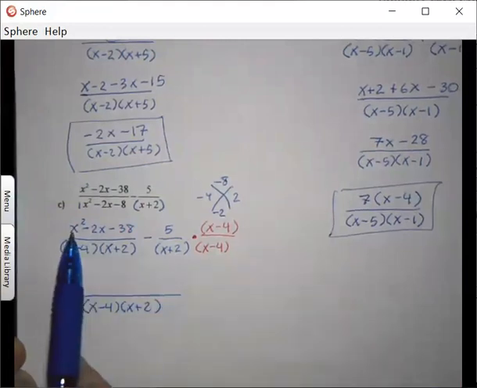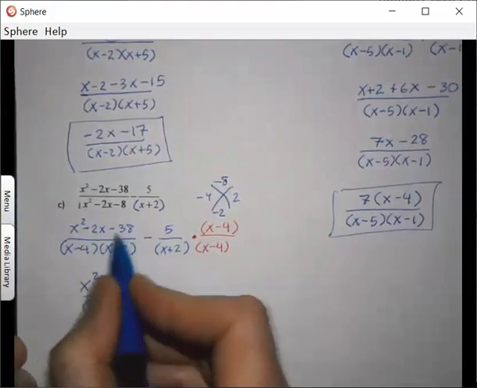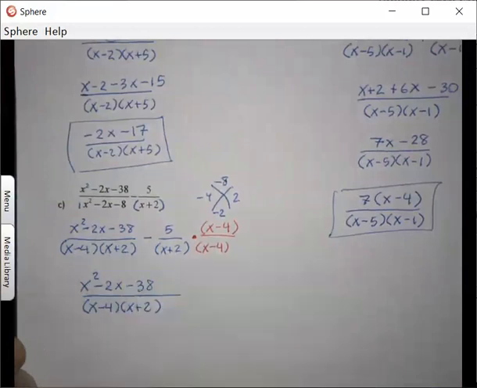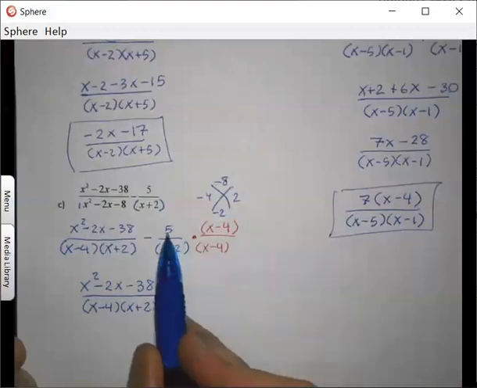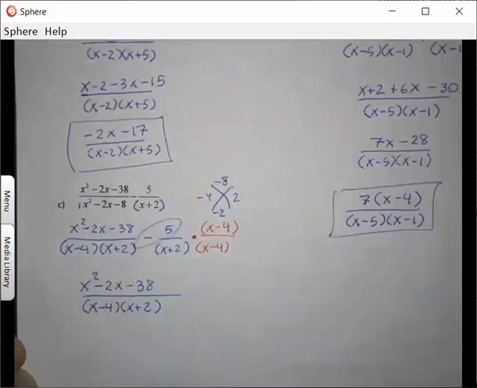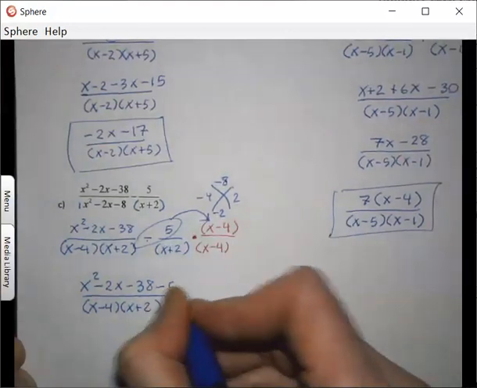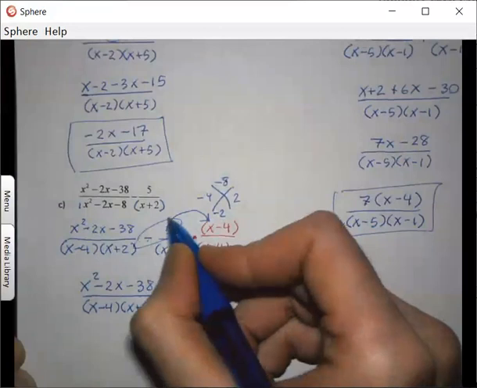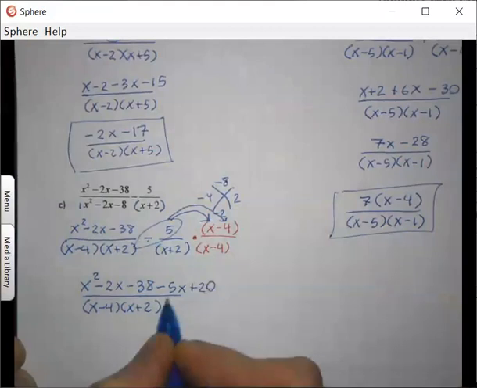So in the top here, I have x squared minus 2x minus 38. Now here, I'm going to do both steps. We need to distribute, but not just the 5. We need to distribute minus 5, because we're taking away the entire numerator, not just a piece of it. So minus 5x minus 5 times minus 4 plus 20.